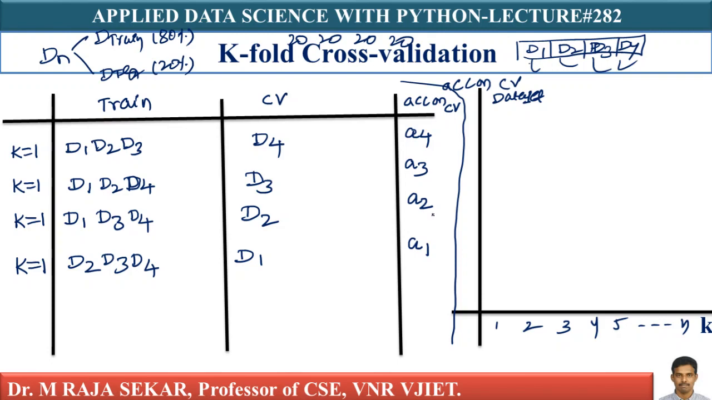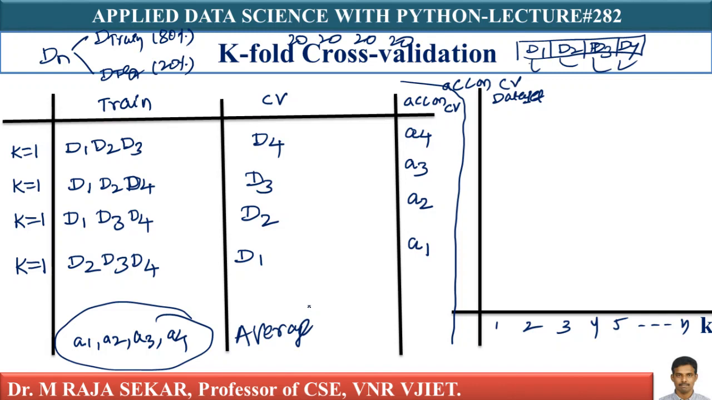I can take the average of all of them. I must take the average of A4, A3, A2, A1. I must calculate the average of these 4 accuracies. Let me call this average A, and let me call it A subscript k equal to 1. A subscript k equal to 1 means this is the accuracy for k equal to 1.